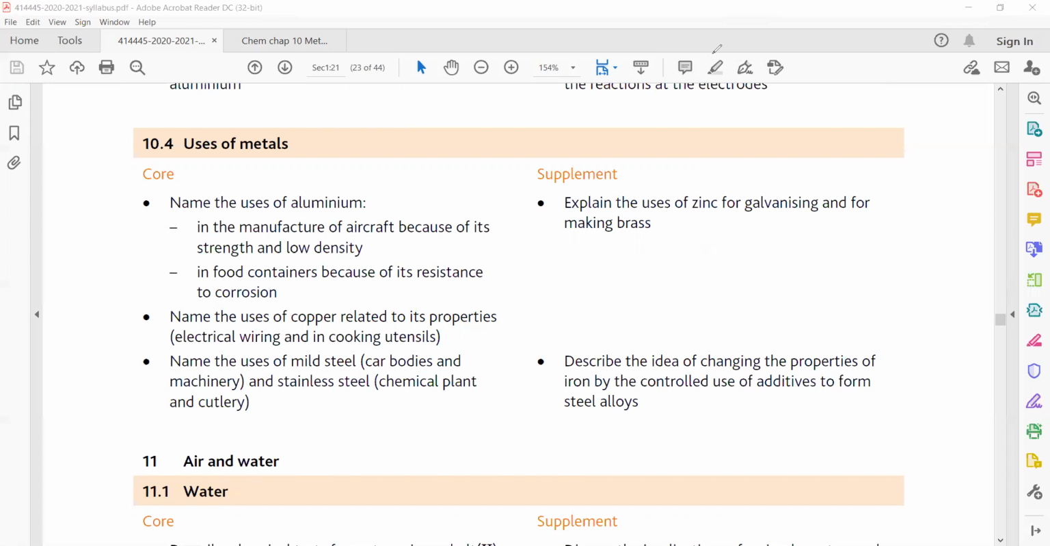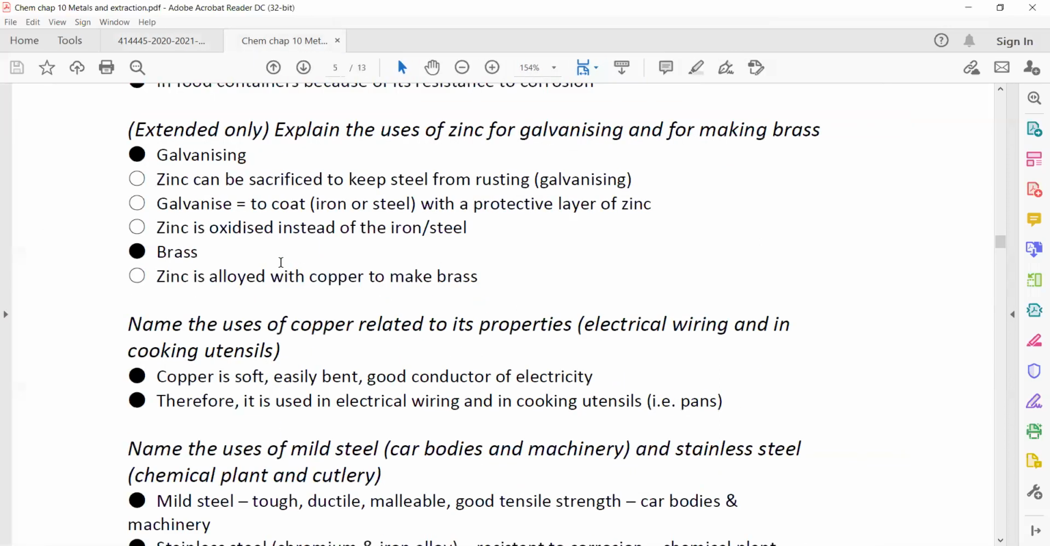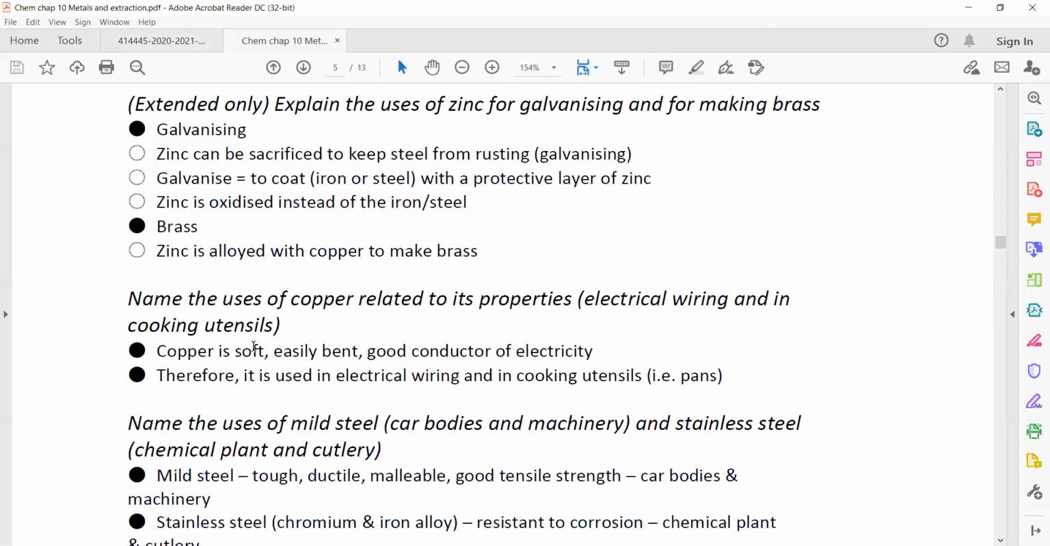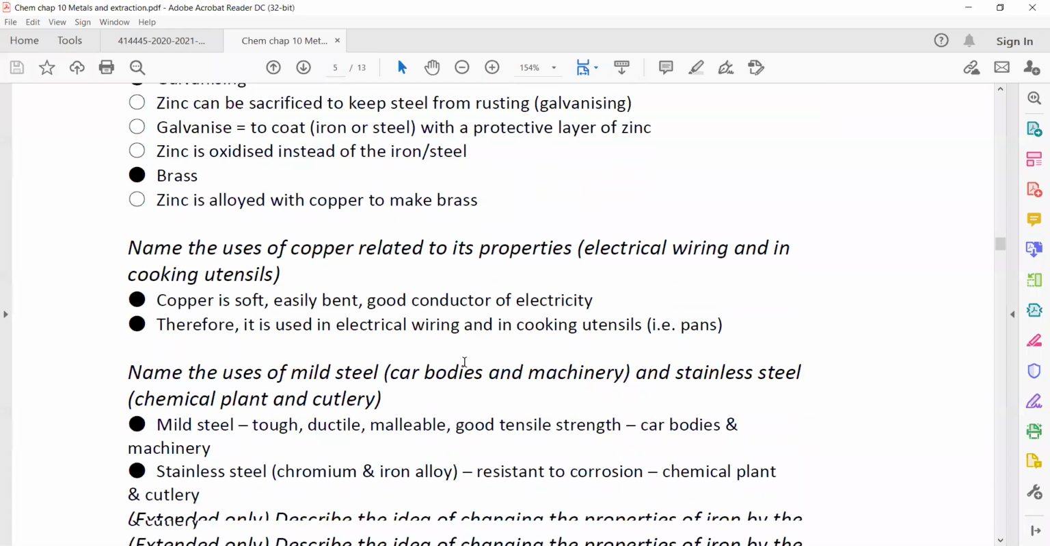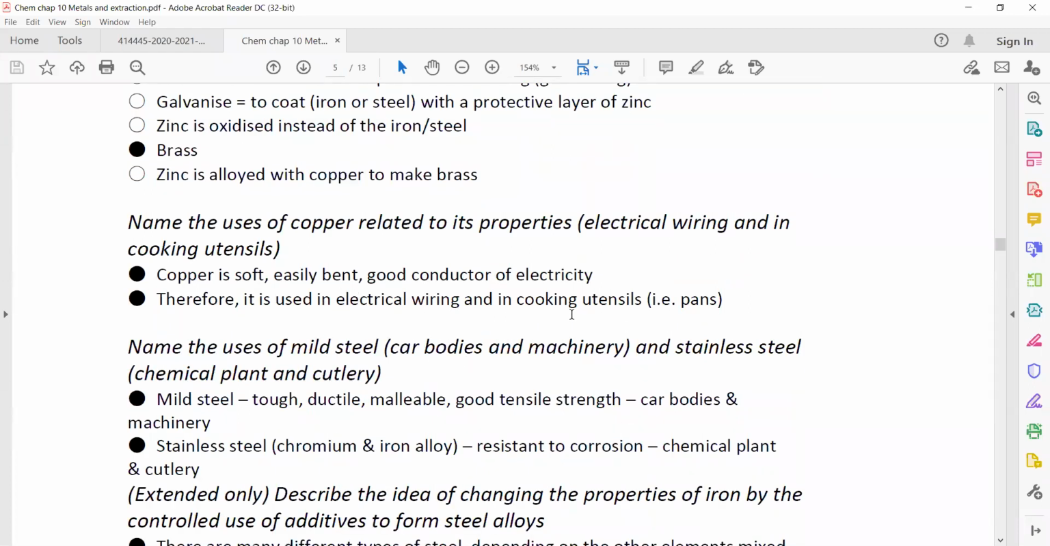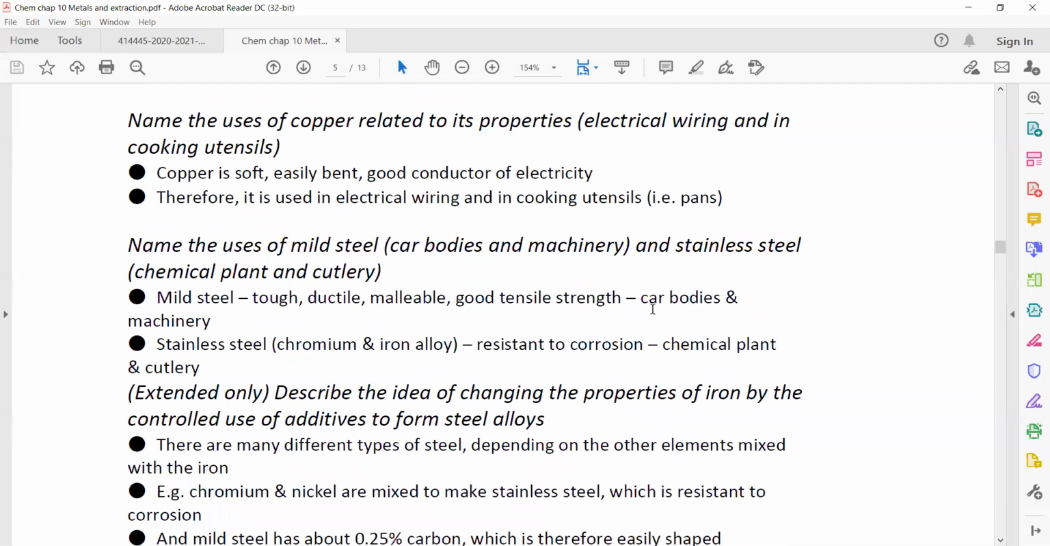Name the uses of copper related to its property, like electrical wiring and cooking utensils. So why is copper used for electrical wires? Number one, it's ductile, and a good conductor. And the second thing, why it can be used as a cooking utensil or pan, because it is a good conductor of heat, and it is also malleable. For wires, it is ductile and a good conductor, and for cooking pans, it is malleable and a good conductor of heat energy.